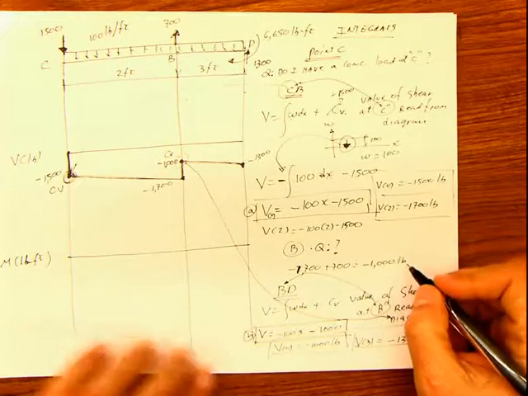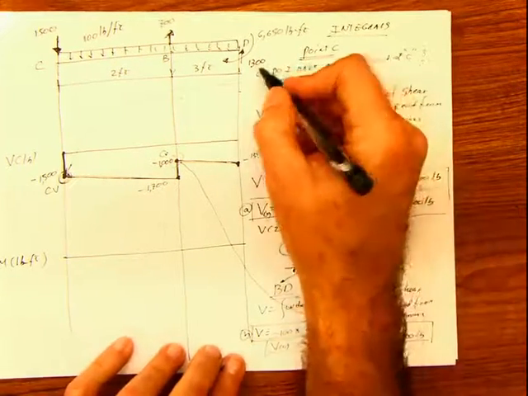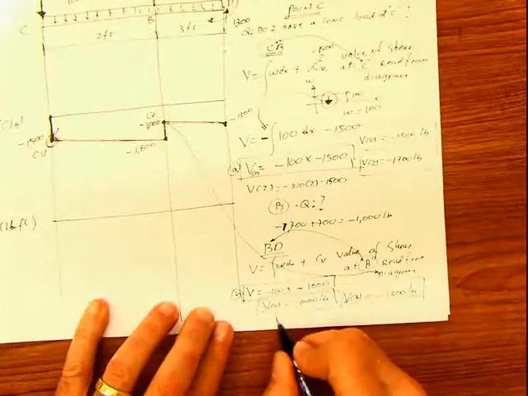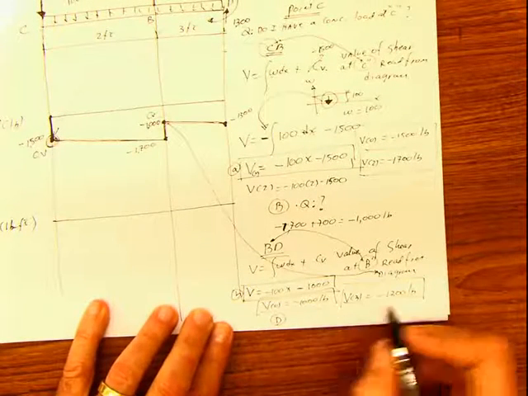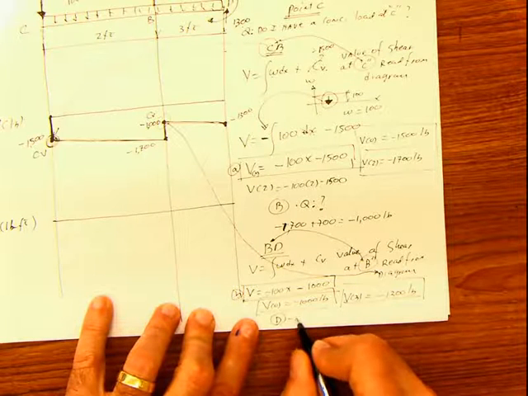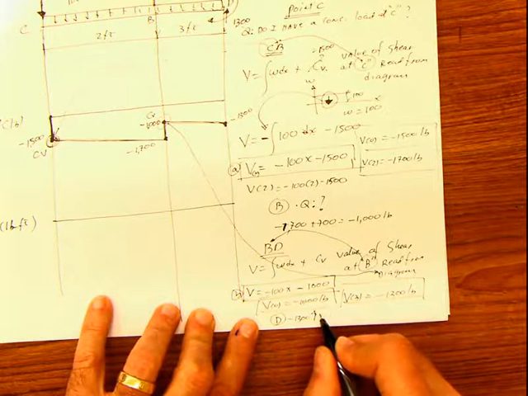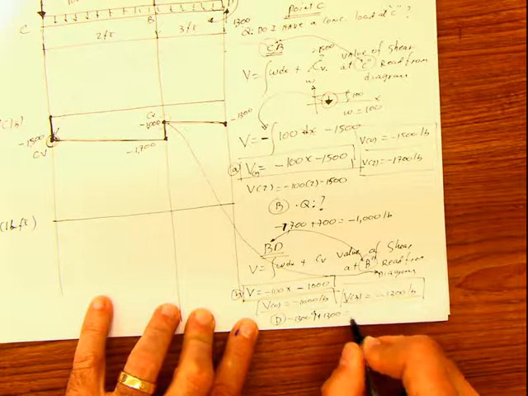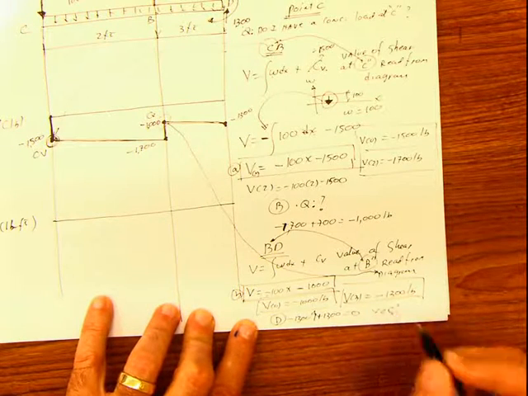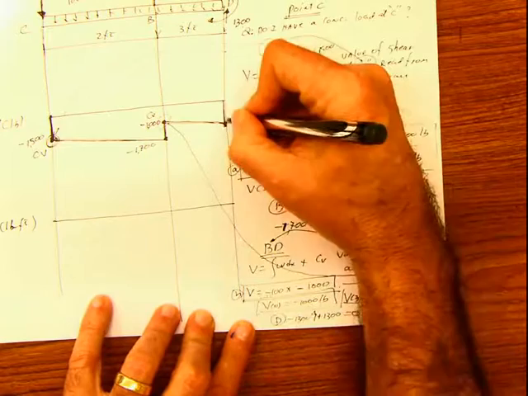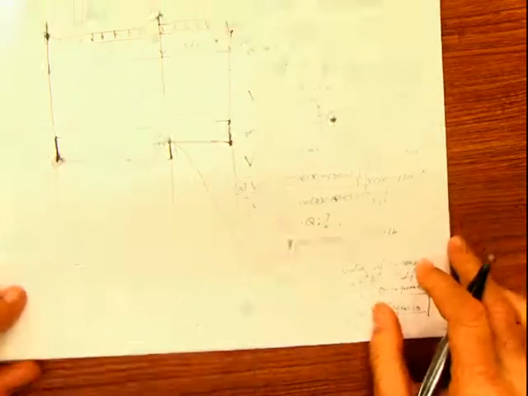And now the last part is going to the point D. Point D. Negative 1300 is the value there. And you find a force of 1300 going up. Then make it 0. And you say, yes, go to 0. That's the first part. Done.